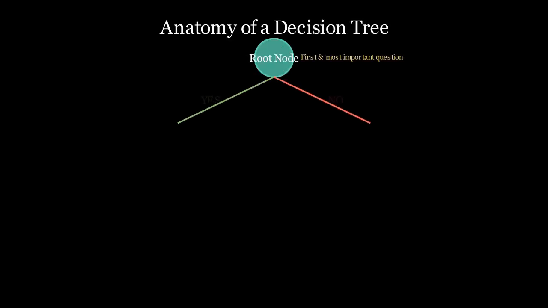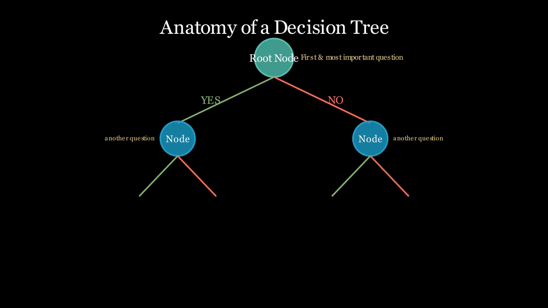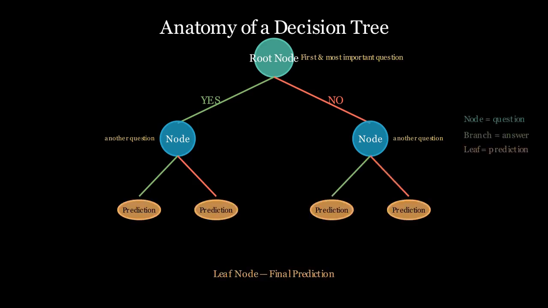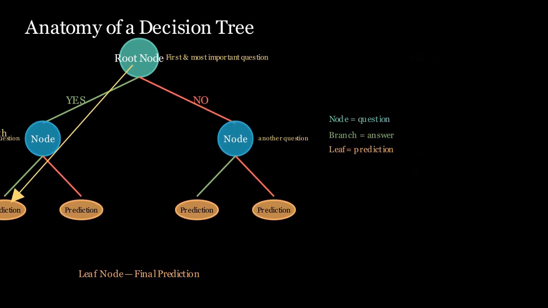A decision tree is a flowchart of questions. At the top is the root node, the first and most important question. Each answer becomes a branch, leading to another node, another question, and so on. Eventually, you reach a leaf node, a final prediction with no further questions. The depth of the tree is the longest path from root to leaf.